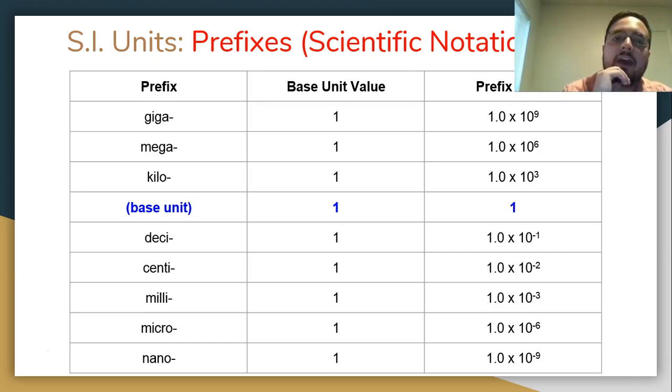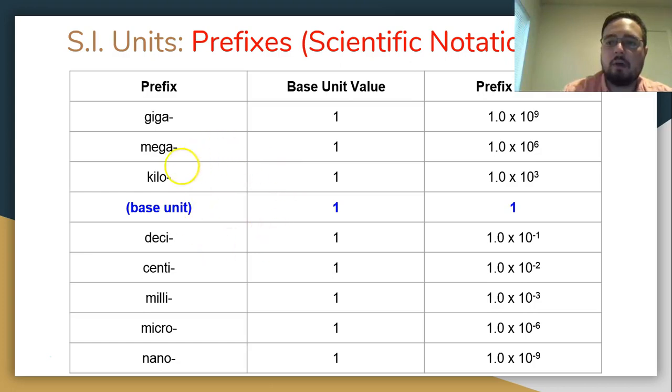So if I was to say I had, I don't know, 10,000 meters, I would say 1 times 10 to the 4th. But I can also say 10 times 10 to the 3rd, and I could say 10 kilometers. So it's the same thing. So that's one thing to be aware of.